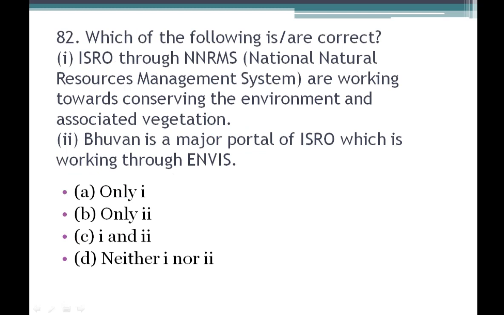Question number 82. Which of the following is or are correct? Number 1. ISRO through NNRMS, that is National Natural Resources Management System, are working towards conserving the environment and associated vegetation. Number 2. Bhuvan is a major portal of ISRO which is working through NVIS. The correct answer is option D, that is neither 1 nor 2.